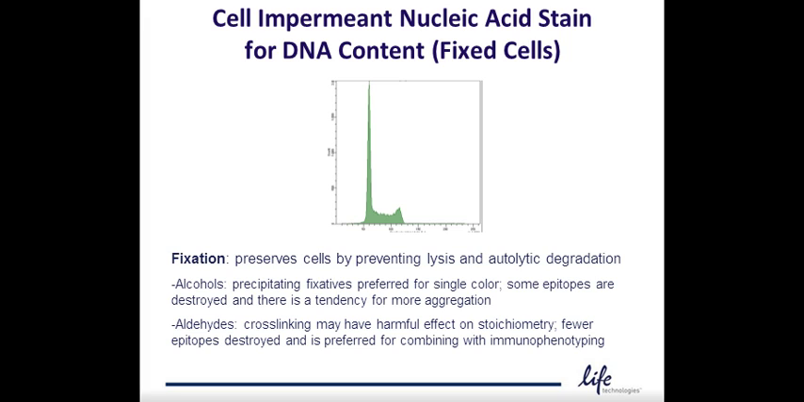The fixation has two functions. First, it preserves the cells by preventing lysis and autolytic degradation. And second, it makes the cells permeable, and thus their DNA is accessible to the fluorochrome-binding DNA dyes.